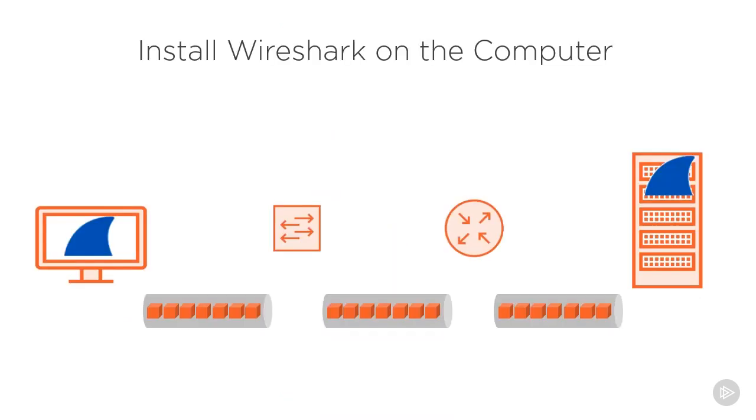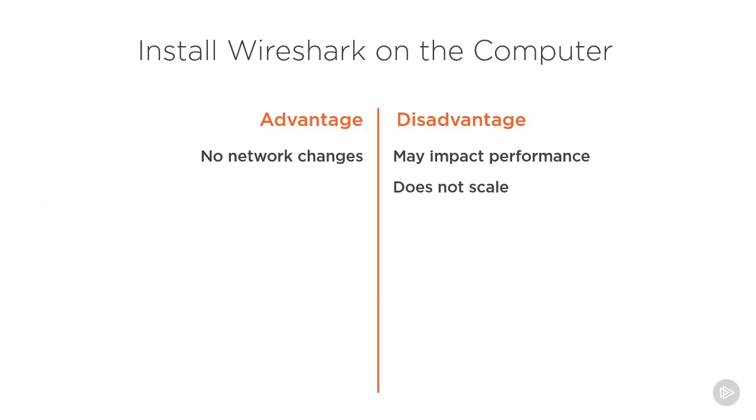Option number 1, install Wireshark on the computer that you're trying to troubleshoot. For example, the user that complained that they had a problem, or the server that appears to be a problem for several users. The clear advantage of this approach is that you don't need to configure anything in the network. You simply need to install Wireshark, like we did in the first module of this course, on the user computer or on the server. There are a couple of disadvantages.